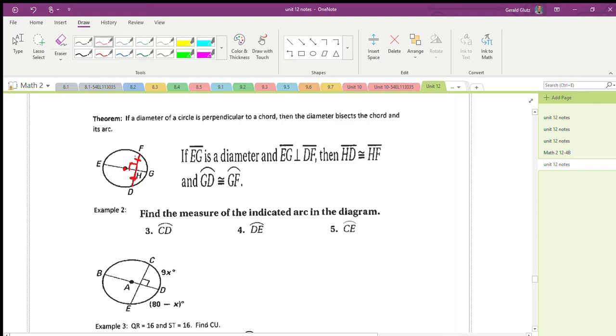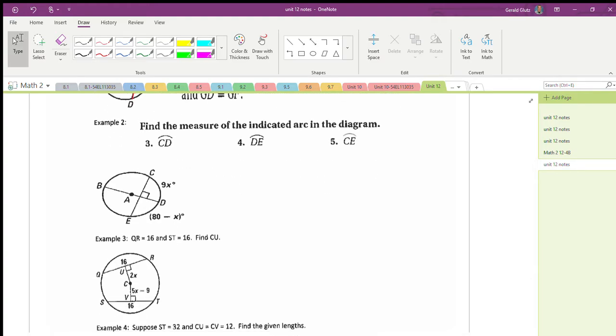and it forms a 90-degree angle with any chord, the diameter is a bisector, a perpendicular bisector. So that means this segment and this segment have to be congruent. And on the previous page, the converse of that was true, so the reverse was true. So example 2 says find the measure of each indicated arc.